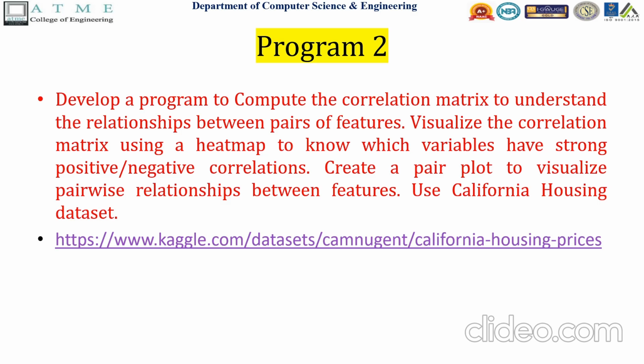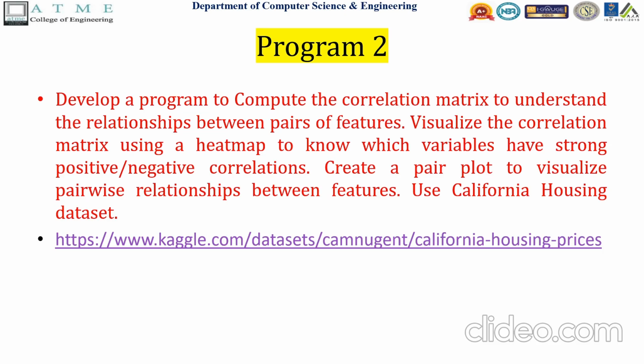Hello everyone, we'll discuss Program 2. Develop a program to compute the correlation matrix to understand the relationships between pairs of features. Visualize the correlation matrix using a heat map to know which variables have strong positive and negative correlations. Create a pair plot to visualize the pairwise relationships between our features.